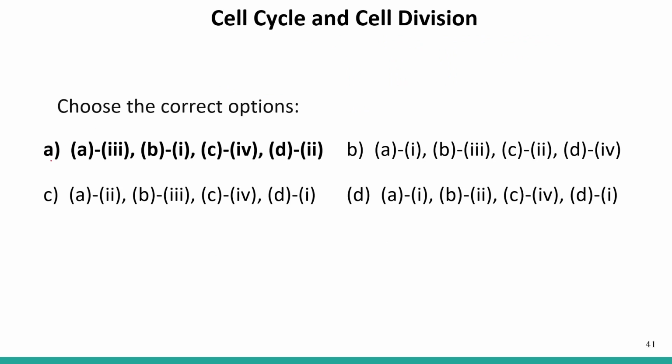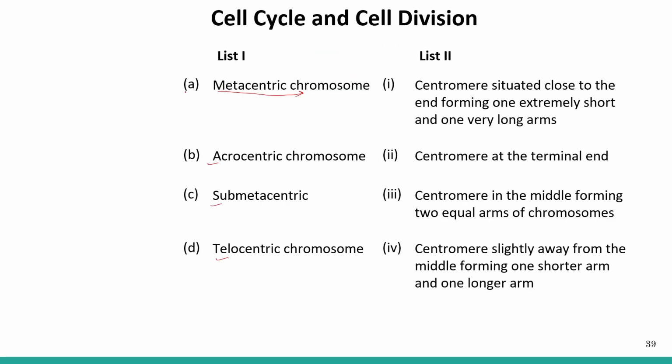Now, what should be the answer? The answer is the first one. Metacentric: centromere in the middle forming two equal arms. What is acrocentric? Acrocentric is centromere situated close to the end forming one extremely short and one extremely long arm of the chromosome. Submetacentric: centromere slightly away from the middle forming one shorter arm and one longer arm. And telocentric: centromere at the terminal end.